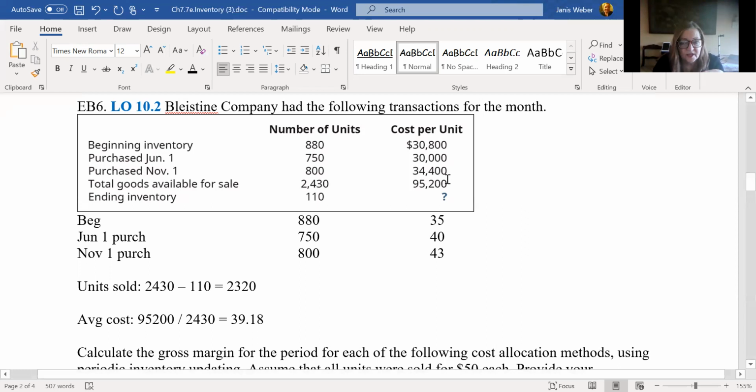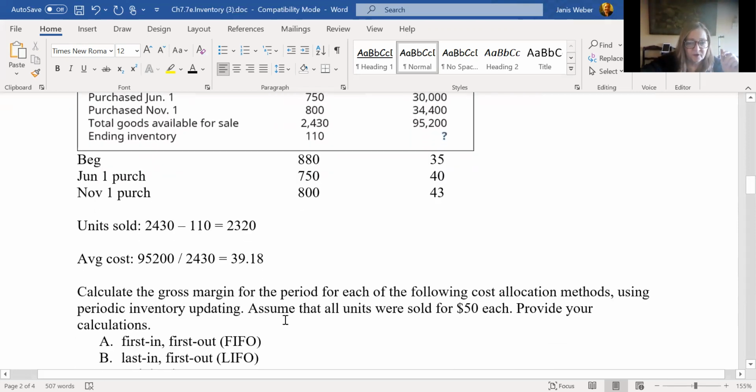And that's just coming from this table, the total cost of 95.2 divided by the total number of units that included, and that gives us our average cost. Okay, so that's the basis of what we're going to use to solve these problems that are coming up.